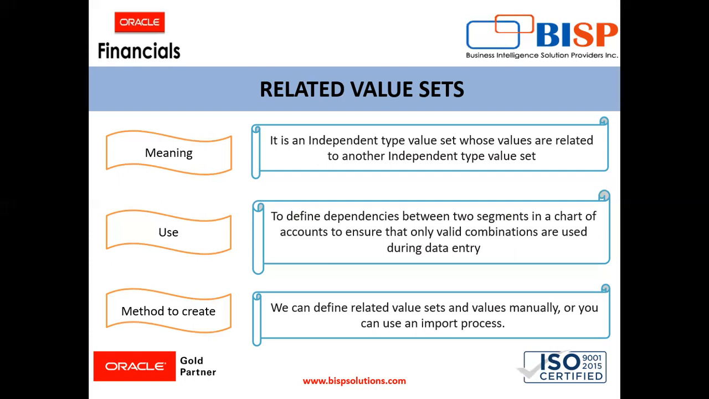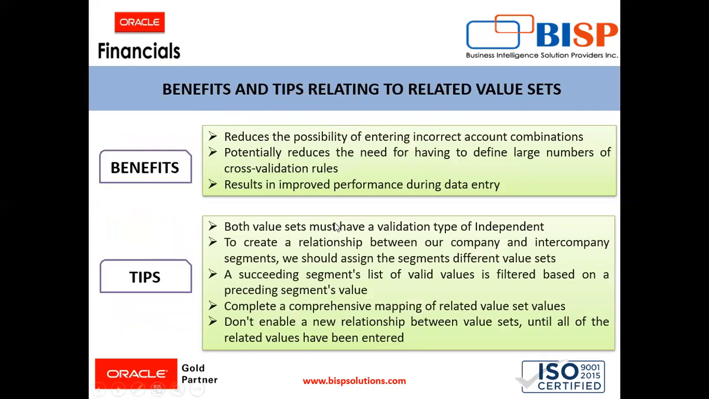There are two methods through which we can create the related value sets: manually, or we can use the import process. In this video, we'll see how we manually manage the related value sets. Now, there are a few benefits and tips related to the related value sets. The benefit is that it reduces the possibility of entering incorrect combinations, potentially reduces the need to define large numbers of cross-validation rules, and results in improved performance during data entry.